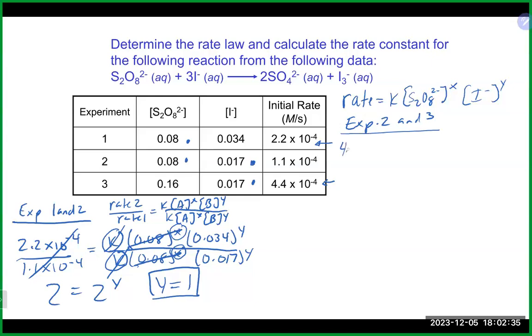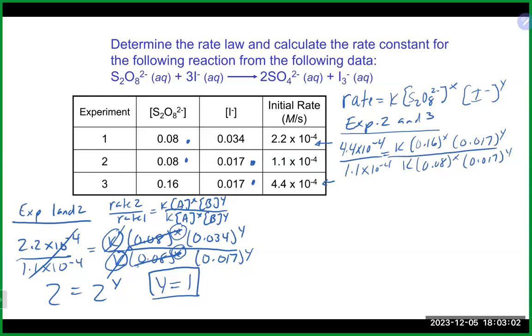That will give me 4.4 times 10 to the minus 4 equals k, 0.16 to the x, and 0.017 to the y. Now everything from experiment 2 goes on the bottom, which is 1.1 times 10 to the minus 4, our k, 0.08 to the x, and 0.017 to the y. Once again here, we're going to do a little math, and we're going to get some numbers here to work with. And if we do that, this is going to give us a 4.